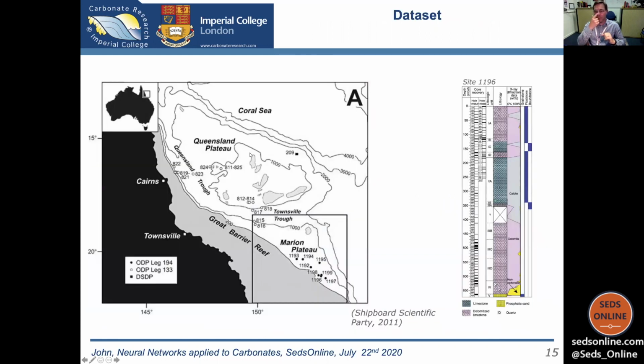So let's see what she found. So first, the data set. Where was the data coming from for Sharinya's project? Well, we worked on cores from the Marion Plateau, not because it's the greatest place in the world, but really because I had scanned those cores myself, and I had tons of data that we could use. So it was a target of opportunity, good carbonates, nice, clean, and scanned at high resolution.